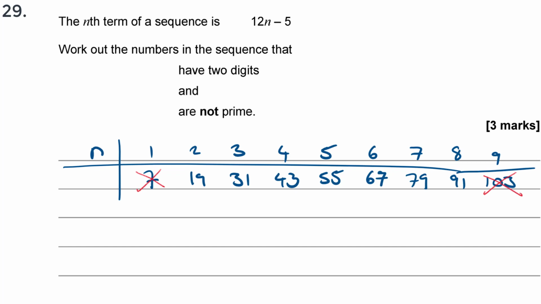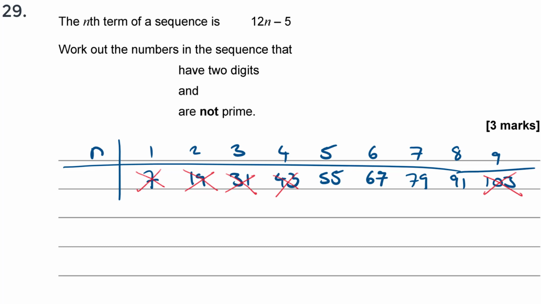So what we've got left have 2 digits and are not prime. Okay, so let's cross out the prime numbers. 19 is prime. 31 is prime. 43, is 43 a prime number? I'm not sure. Let's have a think. Yeah, I think it is. I can't think of any factors of 43. I think that's prime. 55 isn't prime.